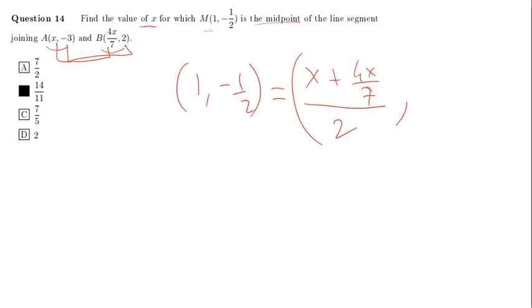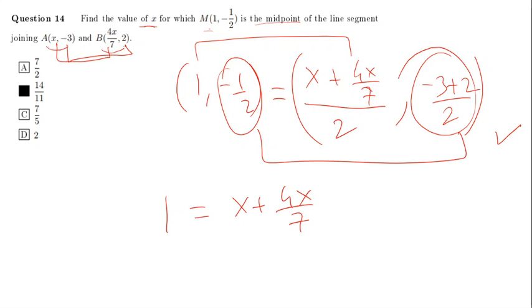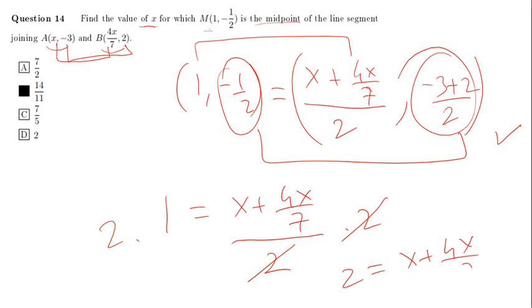And 2 and minus 2, negative 2 and 2, you add them, and you check they're the same, and they're the same, right? So this part, no need to check because they're the same, we know. So we have to find the x value here. How can you find such a thing? The best thing is you multiply both sides by 2, and you will get 2 equal to x plus 4x over 7. So you can combine these two.